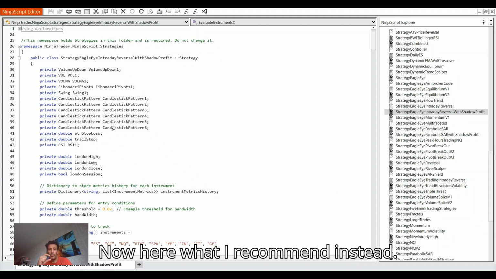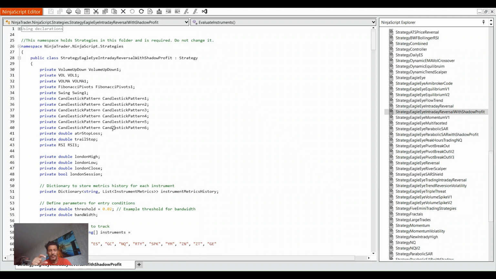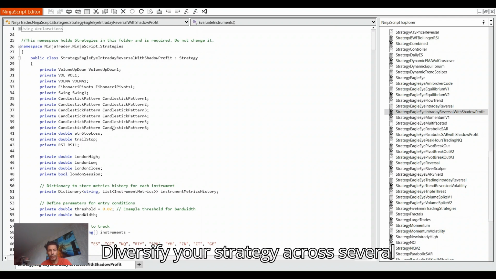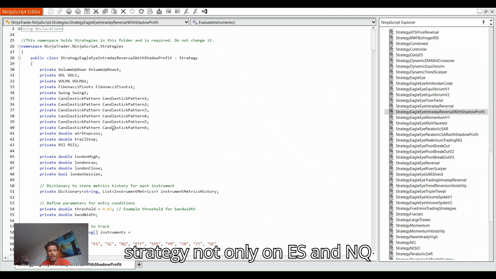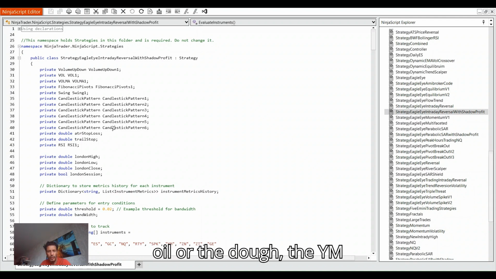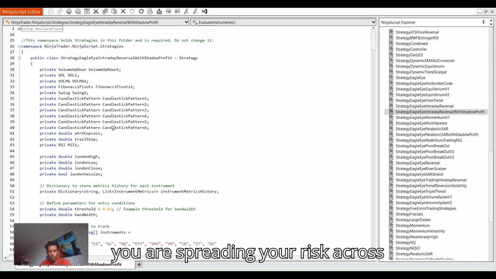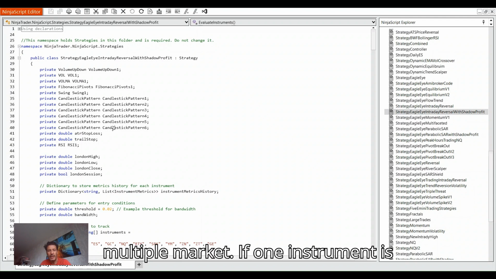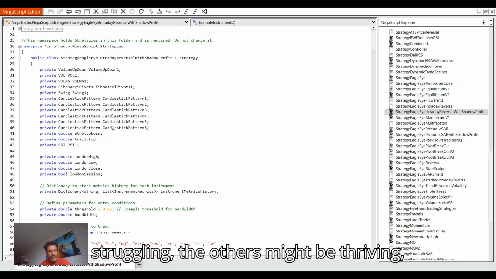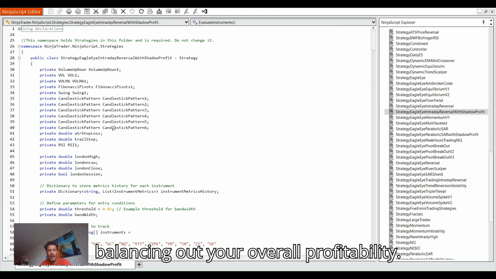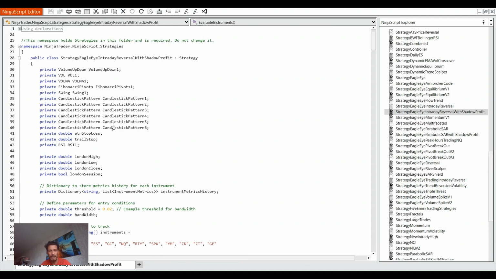Now, here's what I recommend instead: diversify your strategy across several instruments. Let's say you use your strategy not only on ES and NQ, but also CL, which is crude oil, or the Dow, the YM, or even GC, gold. This way, you are spreading your risk across multiple markets. If one instrument is struggling, the others might be thriving, balancing out your overall profitability.